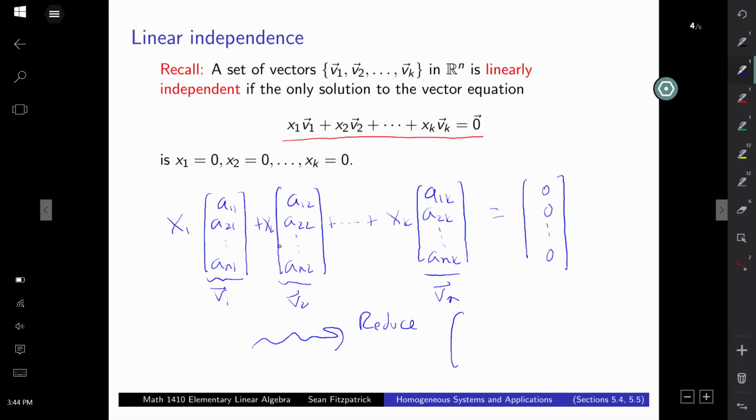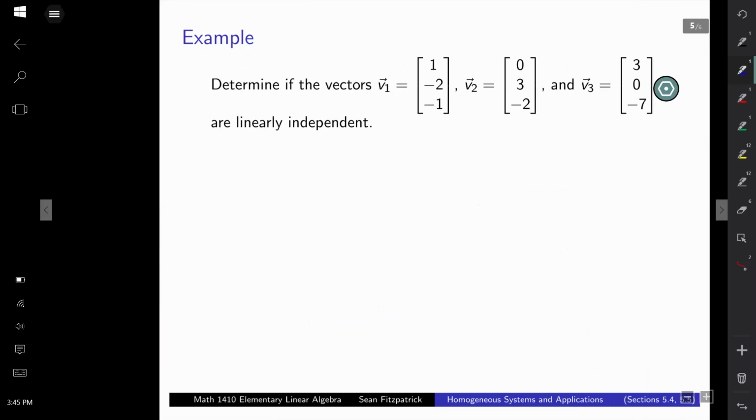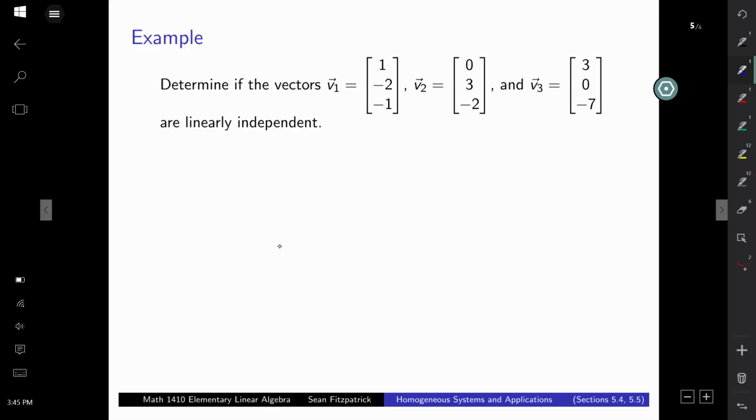It's going to be v1 in the first column, v2 in the second column, down to vk in that last column, and if you want, you can add the zeros in. The zeros are not really important. So what we do is we let A equal -1, -2, -1, 0, 3, -2, 3, 0, -7. We create a matrix whose columns are these vectors, and now we reduce.